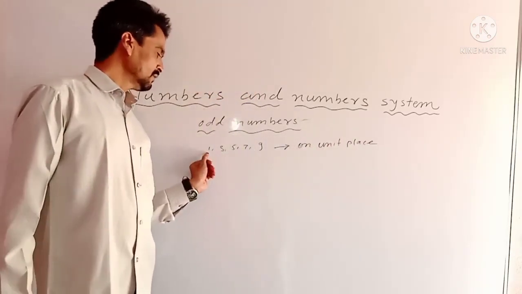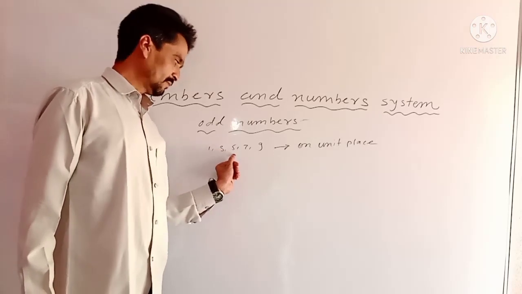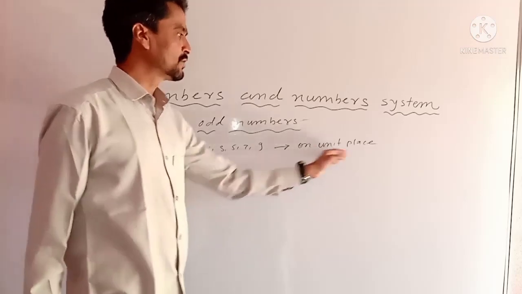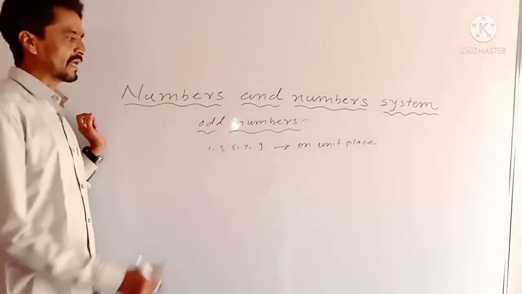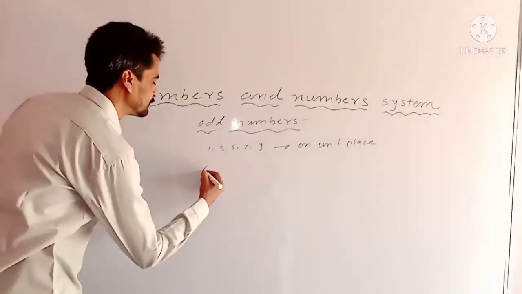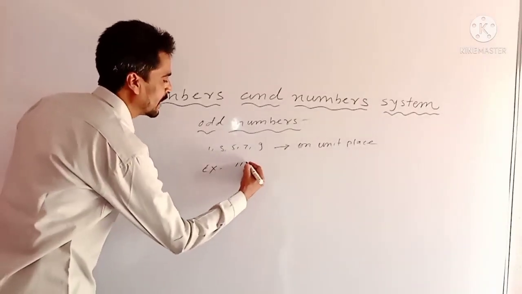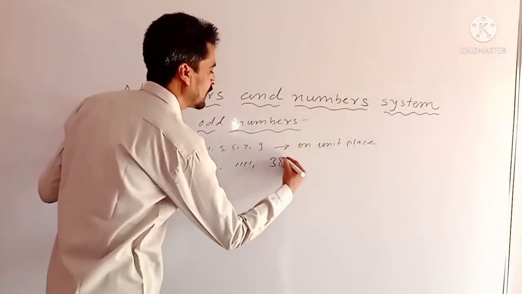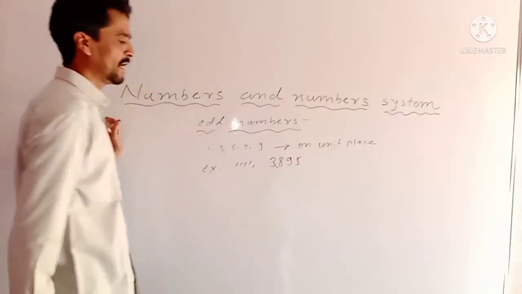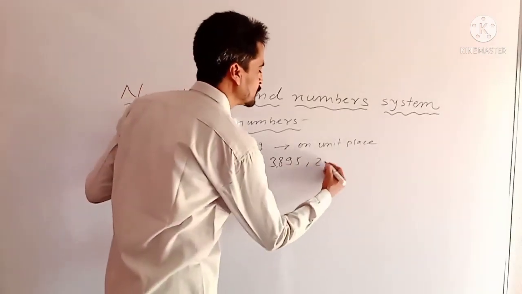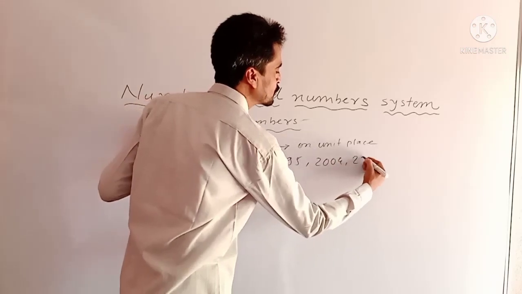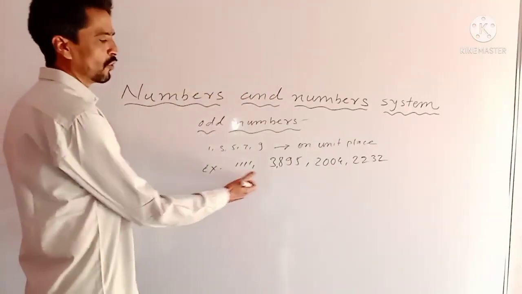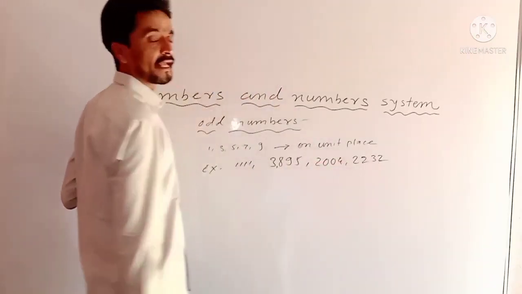If there is 1 or 3 or 5 or 7 or 9 on its unit place, then we consider it an odd number. Example: 1111, 3895, 2004 and 2232. These four numbers I have taken as an example.